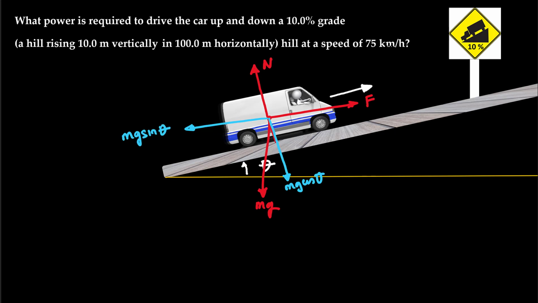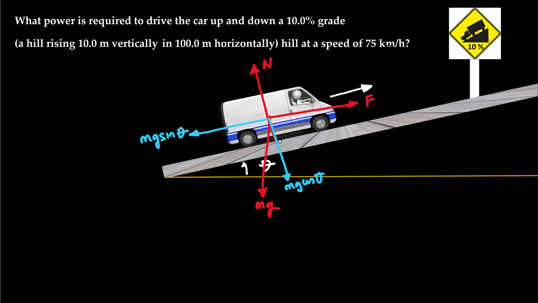This is mg sine theta. Remember, the car is going uphill, which implies that the displacement of the car is in the opposite direction to the direction in which gravity acts. The component of gravity, mg sine theta, acts in the opposite direction of motion. That explains why when the car is going uphill, the work done by gravity is negative.